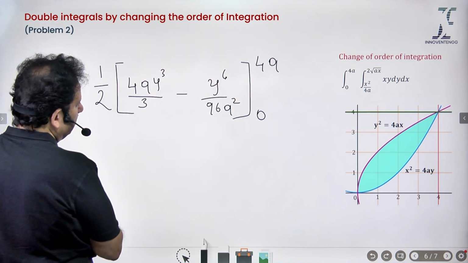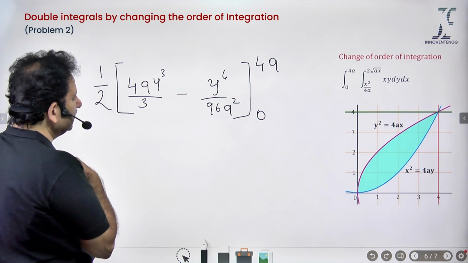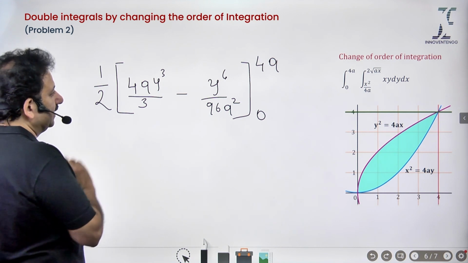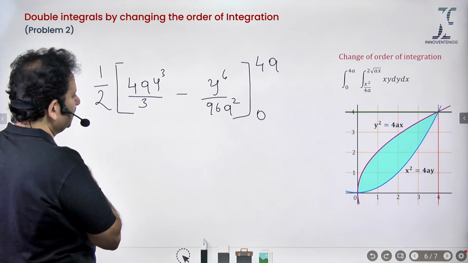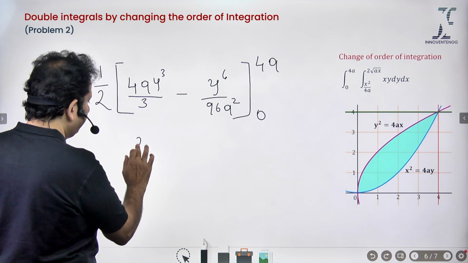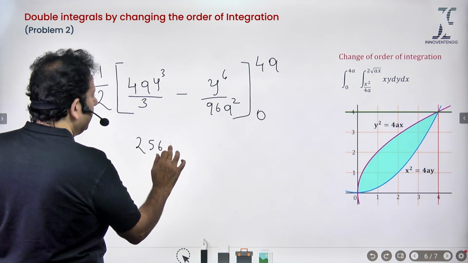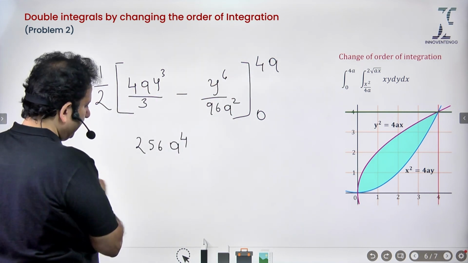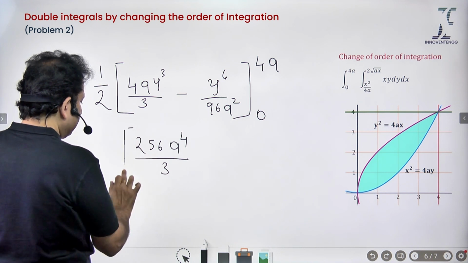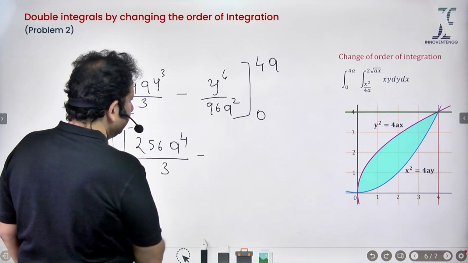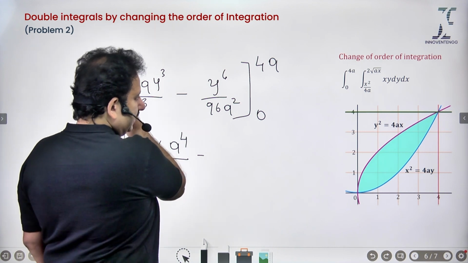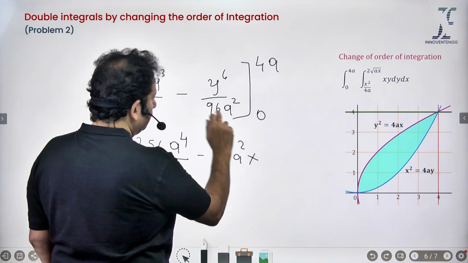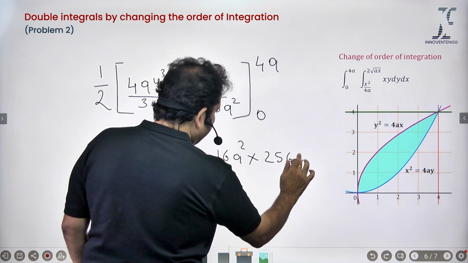4a, if you consider the cube, it would be what? 64a cube. You can't forget, because you took the cube root to get the value of x. And of course, the y also is 4a. So therefore, 64 into 4 is 256a power 4, right? Because a cube you get, there is 1 4, a power 4 by 3, and of course this half would be there, and minus this is also quite easy, because you can write it as 16a square into 256 a power 4.